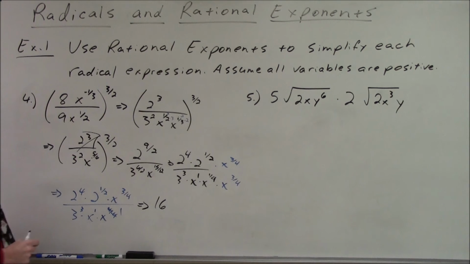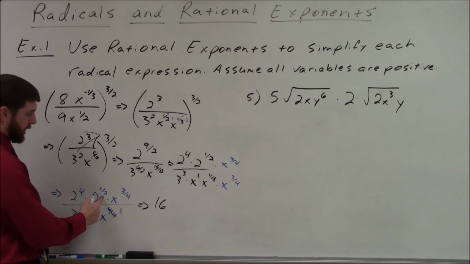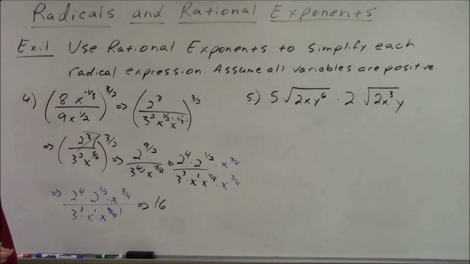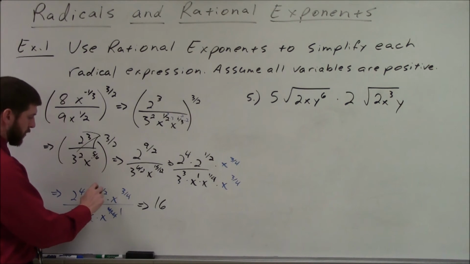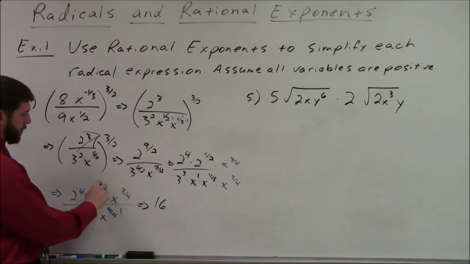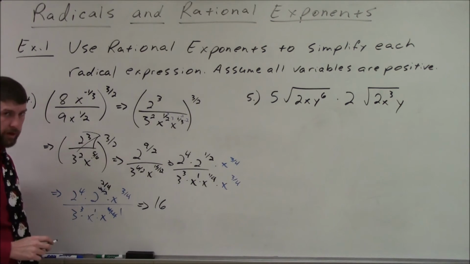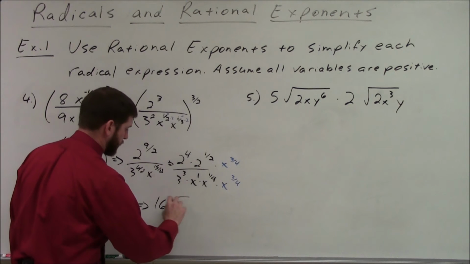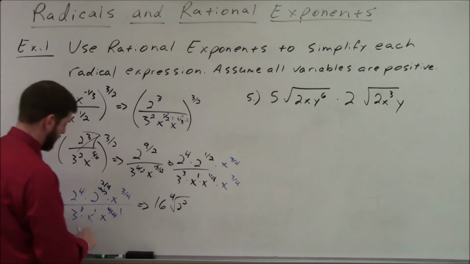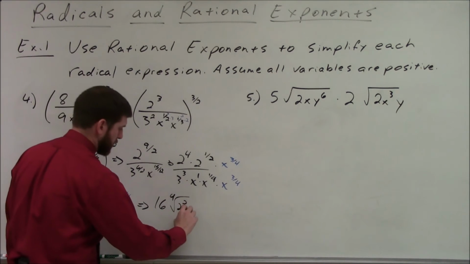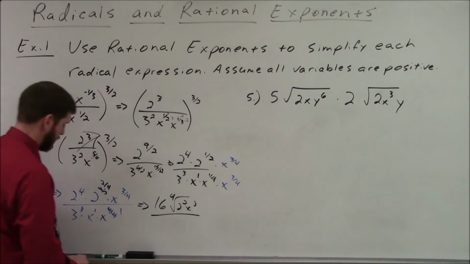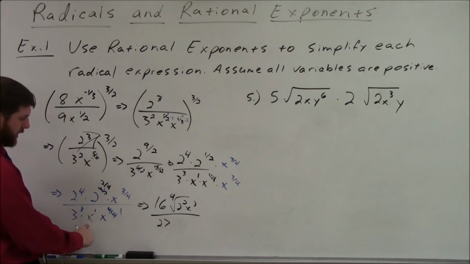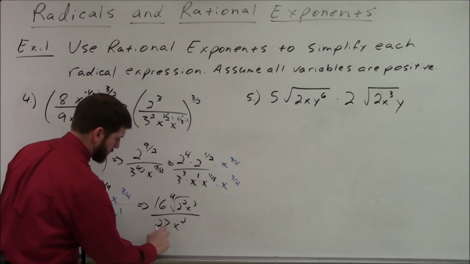Notice I can't put these together as a single radical because one has a 2 for denominator. It's a square root. The other one has a 4 for the denominator. It's the 4th root. So again, let's go through and make this 2/4, so I've got a common denominator between them. So I've got the 4th root of 2 squared and x cubed over 3 cubed, which is 27, and x to the first is x squared.